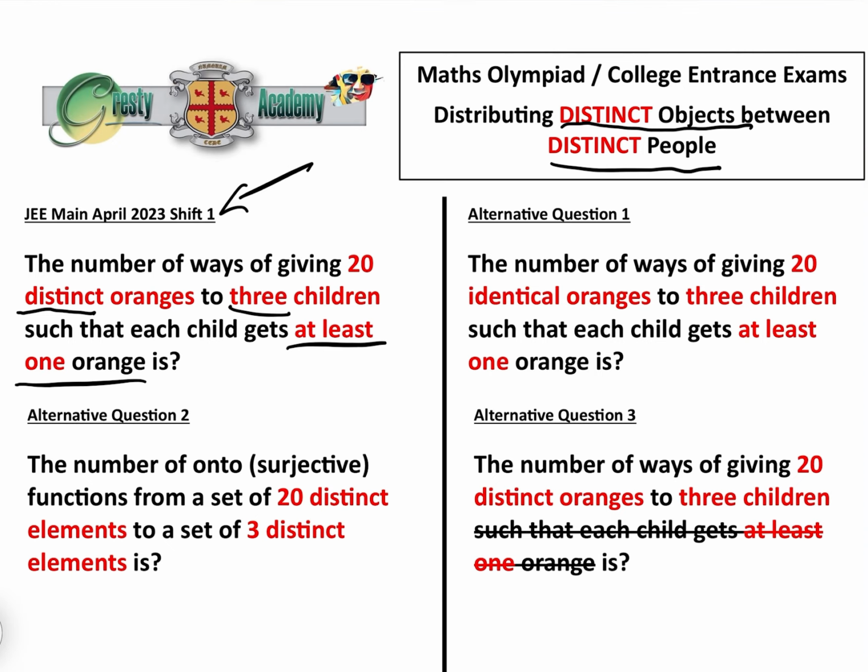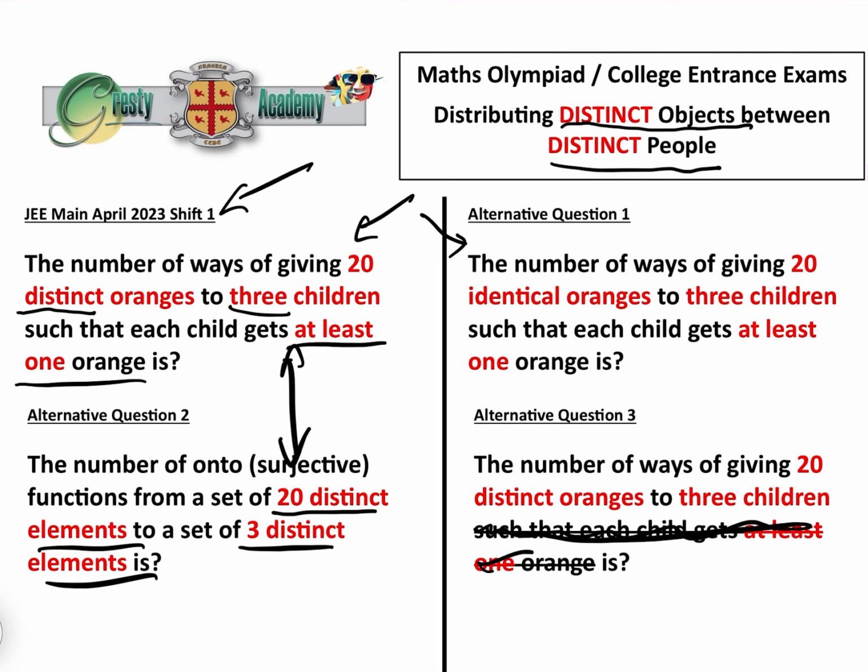going to answer. Alternative question 1 we're going to answer because this is the way most people incorrectly answer that one. Question number 2, which is the number of onto surjective functions from a set of 20 distinct elements to a set of 3 distinct elements, is identical to that question. It's the same question, and we've already dealt with surjective onto functions in a previous video, how to count surjective functions. And the alternative question 3 is basically just an easier version of the JEE Main, where we don't have the constraint that each child gets at least 1 orange, and that is extremely simple to answer. Okay, so let's have a look.